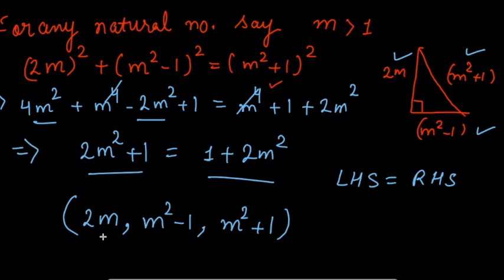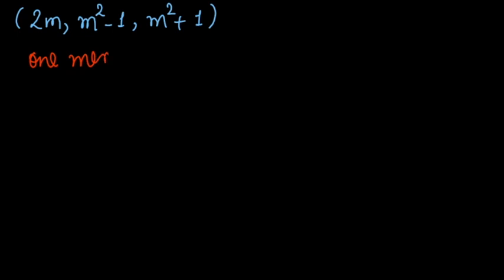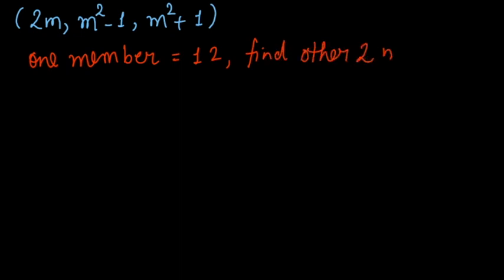Okay, please pause the video and note it down before I explain with one example. Okay, so we have written that the Pythagorean triplets can be written as 2m, m square minus 1 and m square plus 1. And let's understand this with one example. If I say one member of the Pythagorean triplet is 12, find the other two members. So how are we going to calculate it?